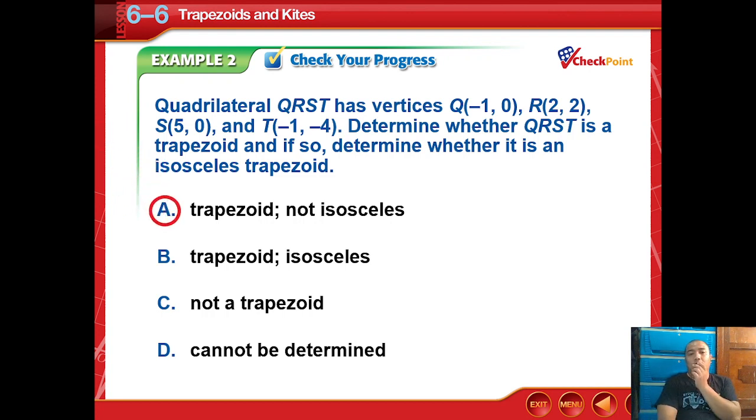Okay. Determine, we have here quadrilateral QRST. You can sketch this on a Cartesian plane using graphing paper. Q(-1, 0), R(2, 2), S(5, 0), and T(-1, -4). Determine whether it is a trapezoid, and if so, whether it's an isosceles trapezoid. The upper base and the lower base should be parallel, so they should have equal slopes. The answer is yes, they have equal slopes, so it is a trapezoid. Now to determine if it's isosceles, the legs should be equal by using the distance formula. It is not isosceles.